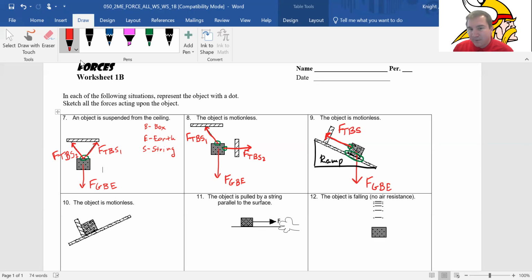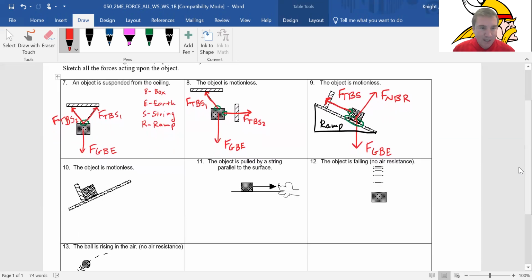I have contact here because of a normal force, right? They're just touching. So I'm also going to have a normal force on the box because of the ramp, right? And then we have R for ramp. All right, nothing crazy. We don't have friction in this one, because the box doesn't want to move because it's held up by the tension force, right? So we don't need another friction force there. We just have the tension force.